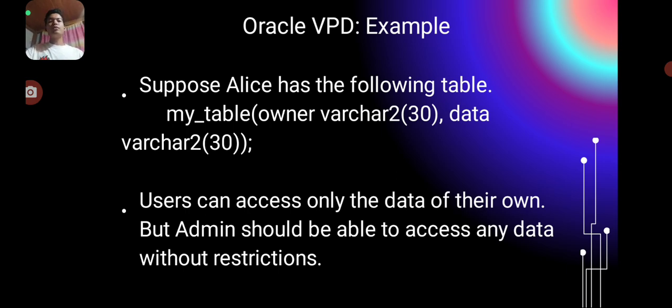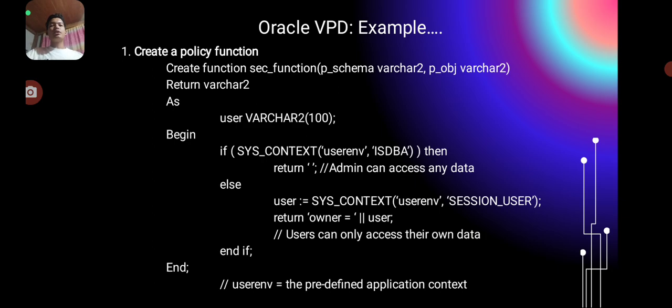So for example, suppose Alice has the following table: my_table (owner varchar2(30), data varchar2(30)). Users can access only the data of their own, but the admin should be able to access any data without restrictions. So how do we do that?